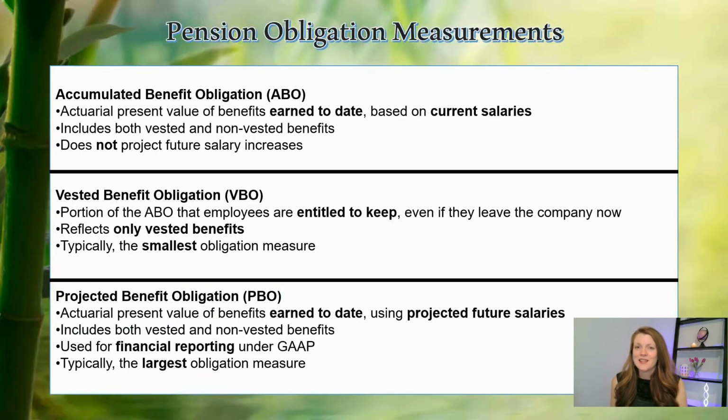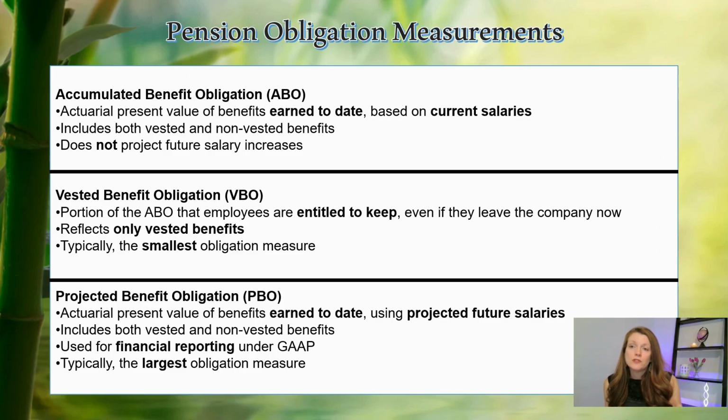Okay, there's a lot of words on a slide. I don't like putting a lot of words on a slide, but let's just walk through each of these one step at a time. These are 3 different ways that we can measure the pension obligation. So the first one is the ABO, the accumulated benefit obligation. This is the present value of the benefits earned to date. So how much have they earned as of right now based on their current salaries? That's how we decide what the pension obligation should be, what that liability should be. It's based on how many years they've worked right now and how much they're making now.